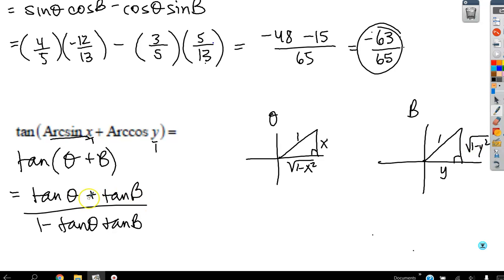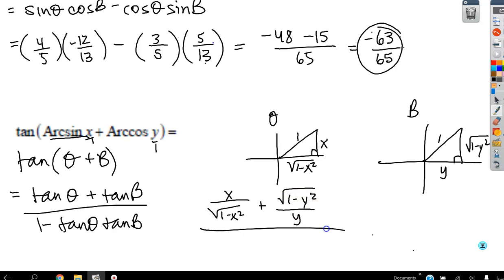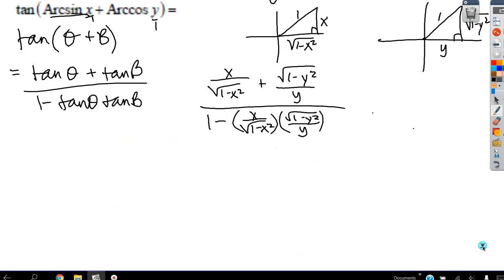So then the tan, again, I just have to fill stuff in. So the tangent of theta is x over root 1 minus x squared, plus the tan of this guy is root 1 minus y squared over y, and then 1 minus their product. Now, some of you could have done a better job on the last test of reducing. So let's look at this. You need to at least get it to a point where it's 1 fraction over 1 fraction and then multiply by the reciprocal.